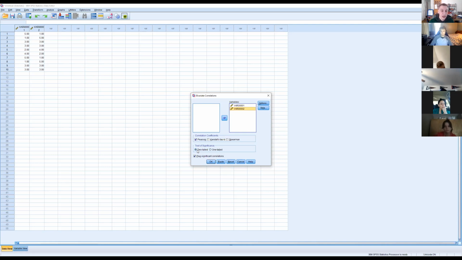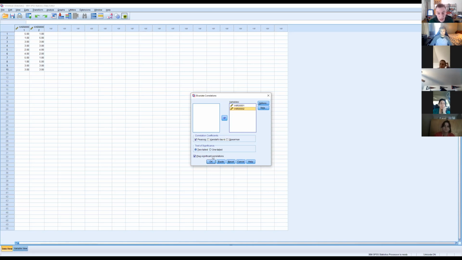We're not assuming that the correlation is going to be negative or positive. We're just assuming that there is going to be some relationship. We're not specifying the direction. So therefore, it's a two-tail test.